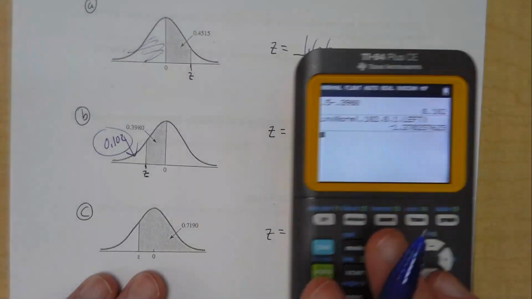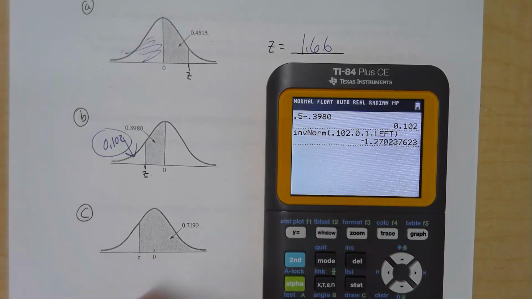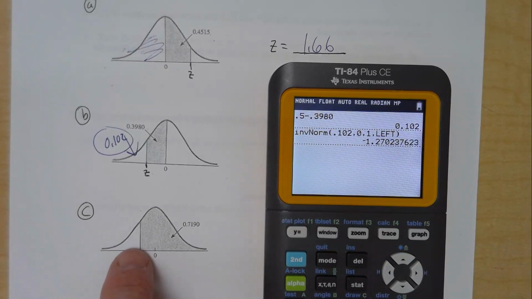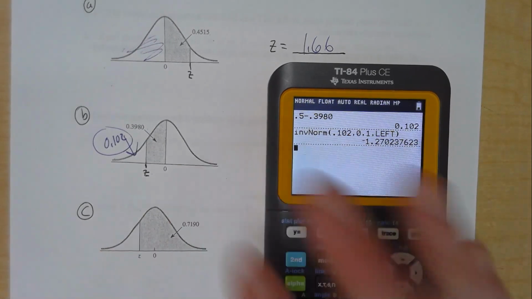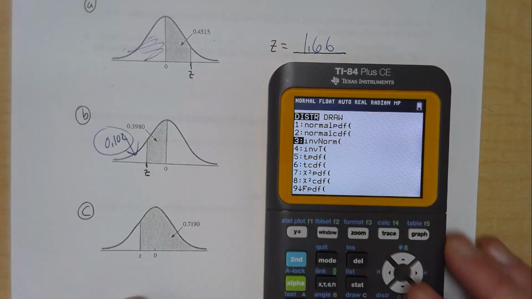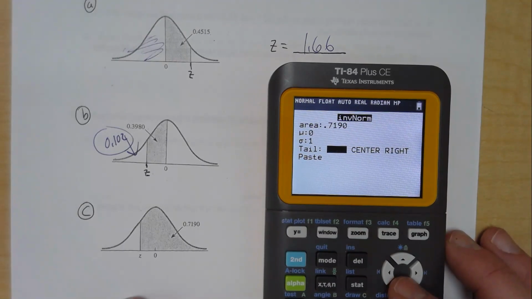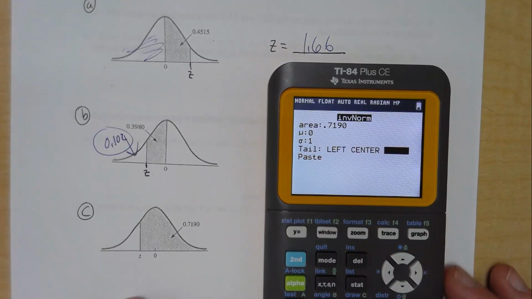Okay, so this is 71%. If your calculator only does left, you could do it to the left, but then make it a negative z-score. But my calculator will do right. So we'll do second distribution, inverse norm. The area I want is 0.7190, and I want it to the right this time.